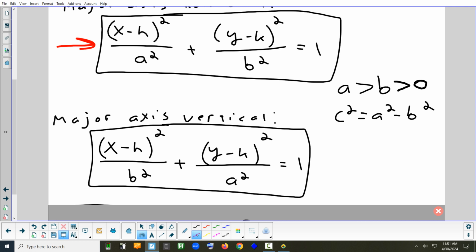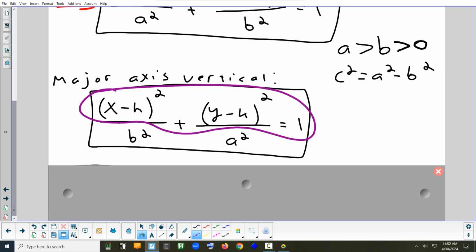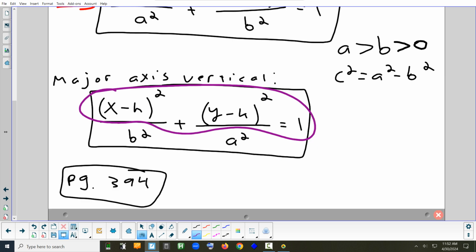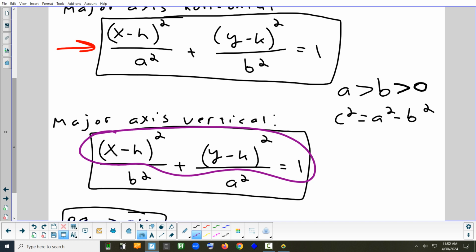So this part of the formula never changes, the part that I just circled. The only thing that can change between the top and the bottom is switching the a and the b. That's it. And that's on page 394 if you want to look the formulas up in the text. Everyone have the two formulas?